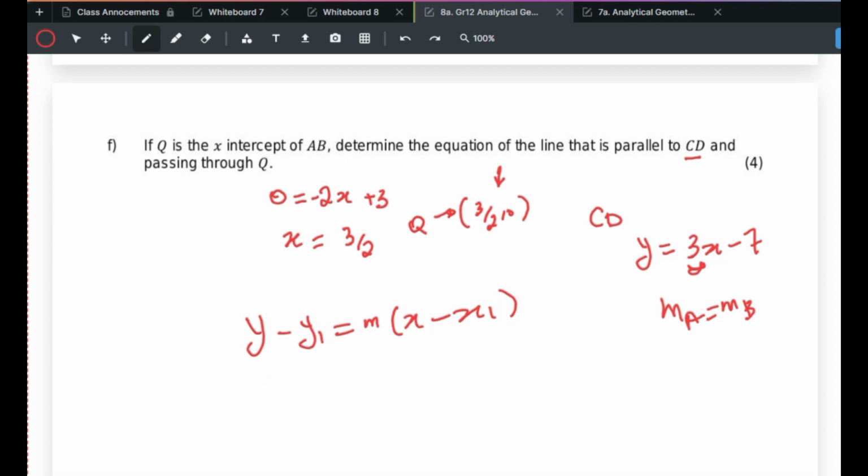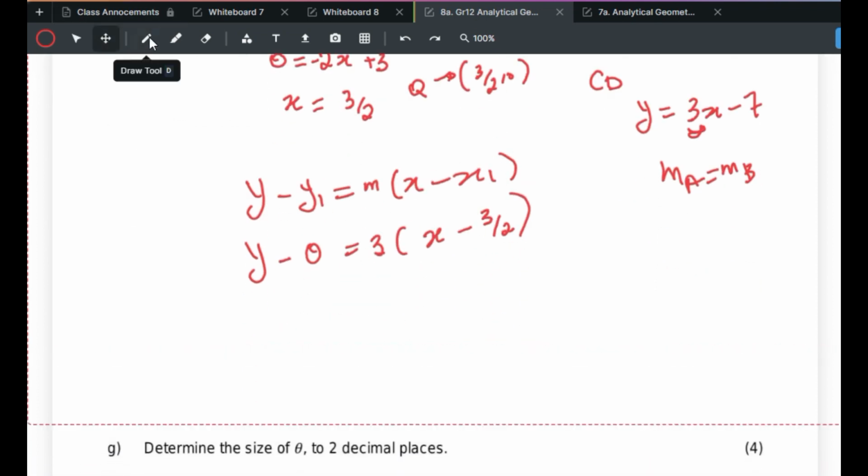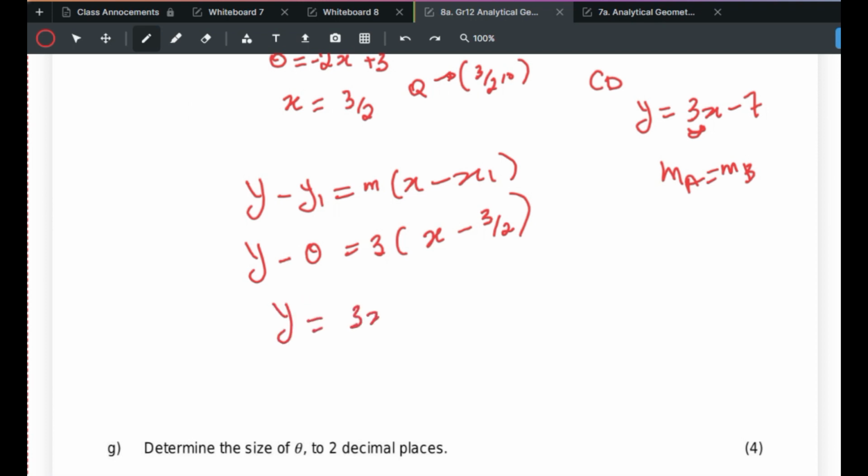Okay, so this here is saying y minus 0 equals 3 times x minus 3 over 2. Okay, so simplifying this one over here, you will get y equals 3x minus 9 over 2. Absolutely right, and that's exactly what they wanted.